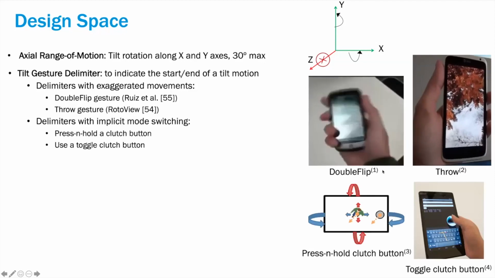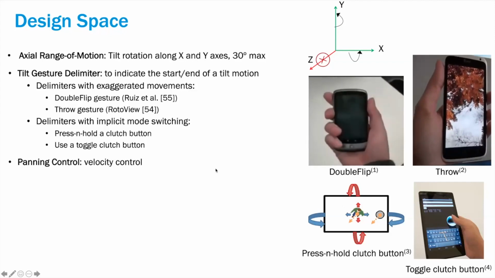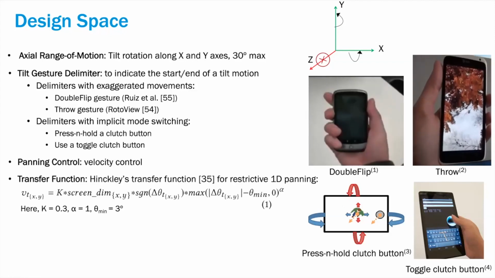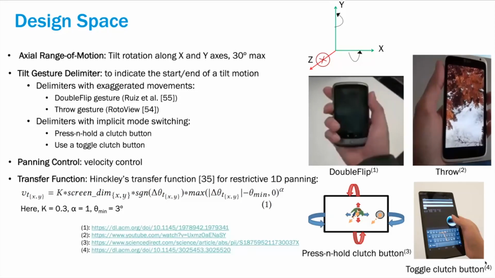Press and hold a clutch button, where the user presses and holds a clutch button for the duration of tilt. As shown in the bottom right, this clutch could be an assistive touch-like button on iPhone or a floating button. With a toggle clutch button, the user presses the clutch to turn the tilt gesture on and presses it again to turn it off. For panning control, we chose velocity-based control, where the movement is proportionate to the amount of tilt per second. Finally, for the transfer function, we use Hinckley's transfer function, where panning is restricted to either x or y at a time.